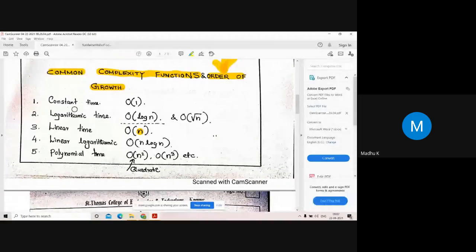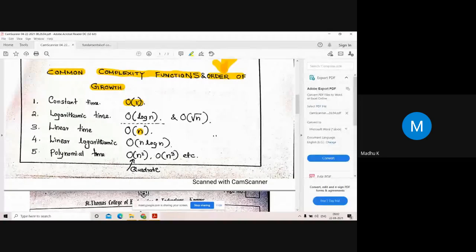These are the different functions we are using. Okay, one is constant time function. Some algorithm will take a constant time, for example, 3 or 4 steps which do not at all depend on the input. That type of function is called a constant time function, and usually we will express it in big O of 1.